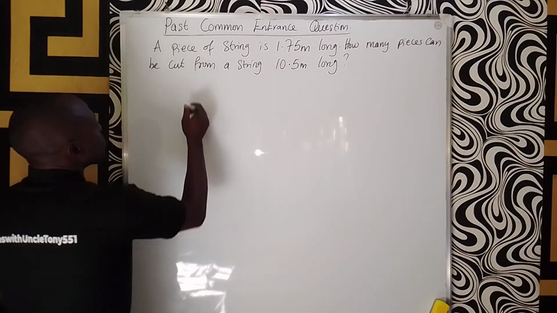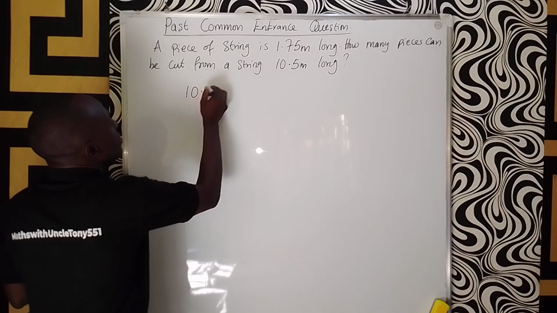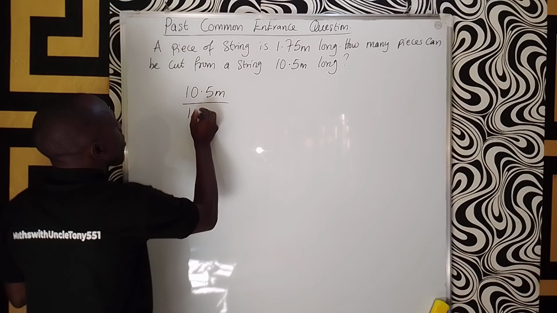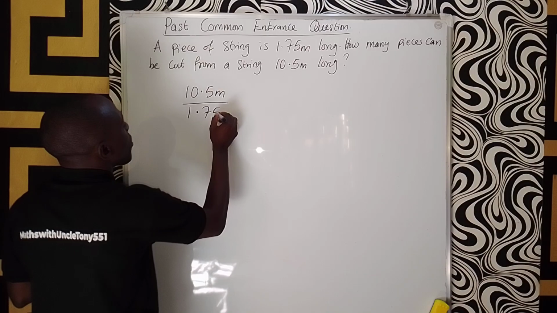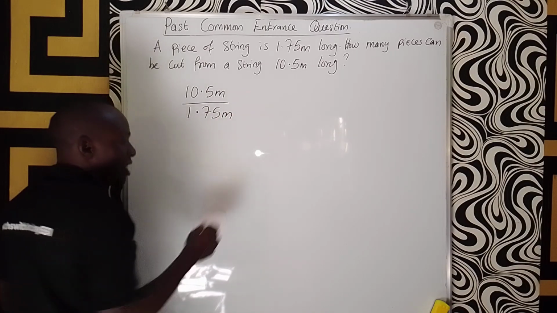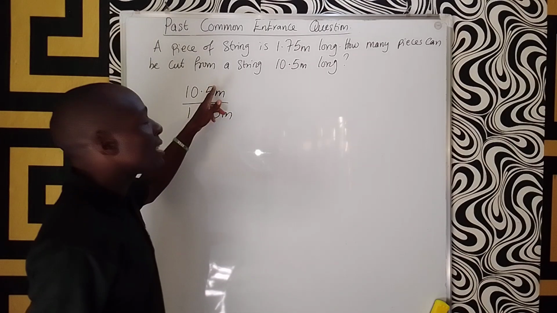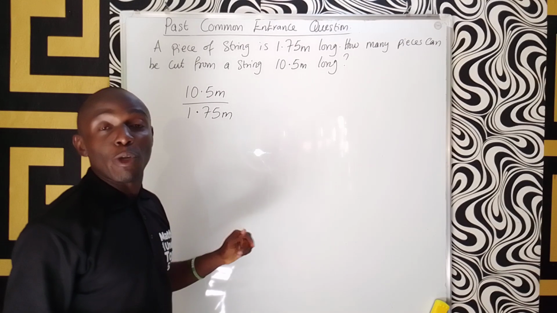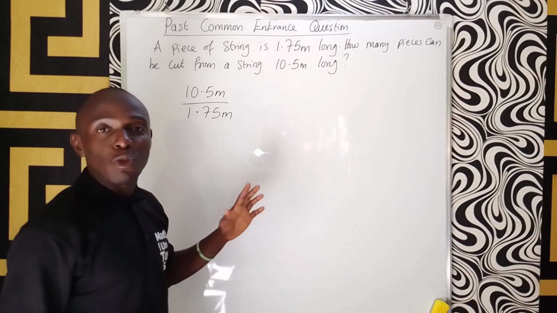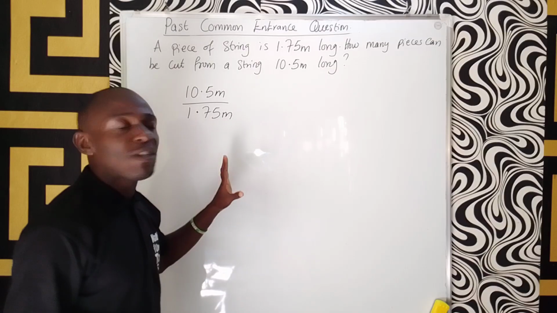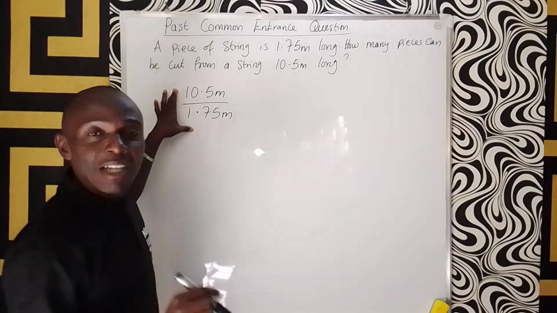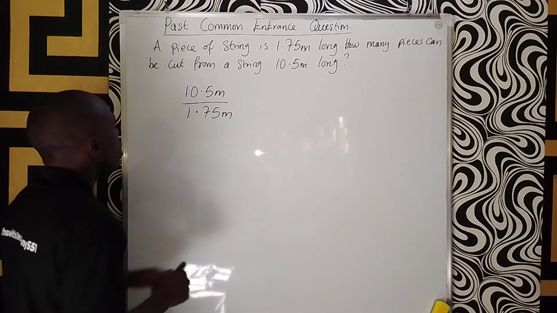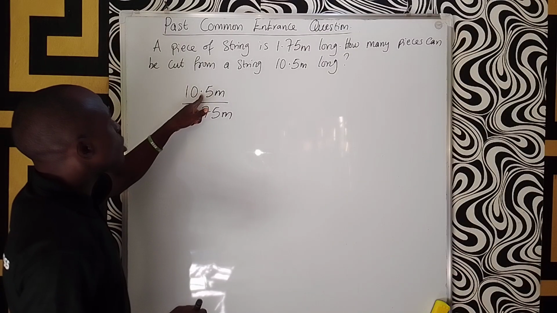So we have 10.5 meter dividing 1.75 meter. This is decimal dividing a decimal number. How can you do this without calculator? Because in examination, you will not be allowed to use calculator. How can you effectively divide this number without the use of calculator? I will teach you.